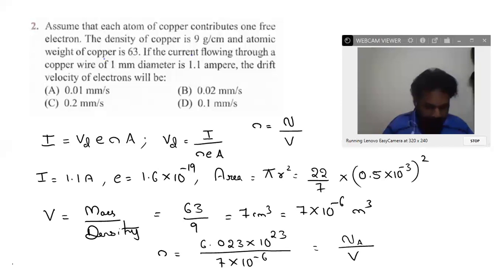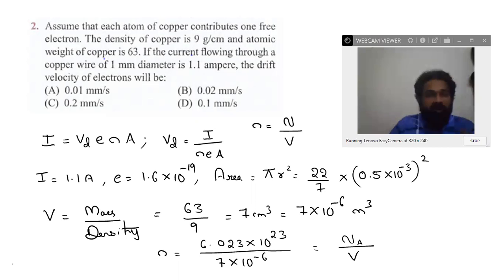See, children, what they have given is that each atom of copper contributes one free electron. The density of copper is given as 9 gram per centimeter cube, and atomic weight of copper is 63. If the current flowing through a copper wire of 1 millimeter diameter is 1.1 ampere, now the drift velocity of electrons will be?